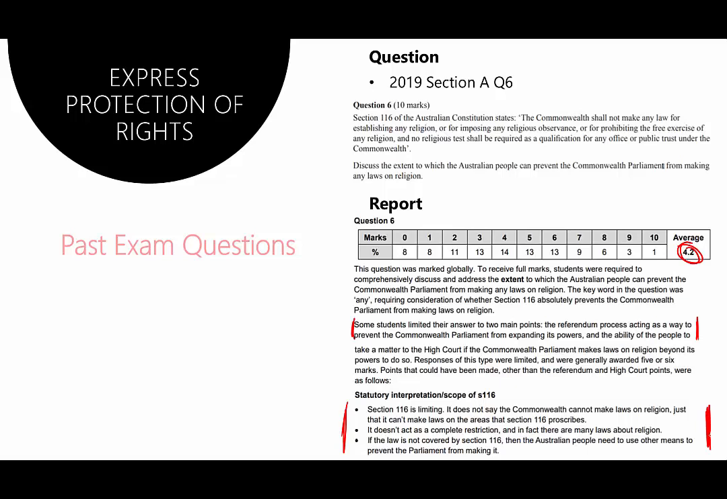And you can see here the first point is that Section 116 is limiting. It does not say the Commonwealth cannot make laws on religion, just that it can't make laws on specific aspects of religion. So that's a really important point for us to know, that the examiners can ask us to really drill down into each of these express rights. So we don't just need to know what express rights are overall. We need to know the individual ones, and a little bit about how much they act as a check on Parliament individually. Because it doesn't act as a complete restriction, and in fact there are many laws about religion. So that's an important point.